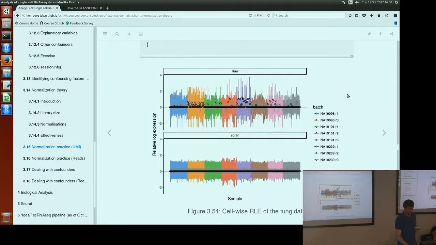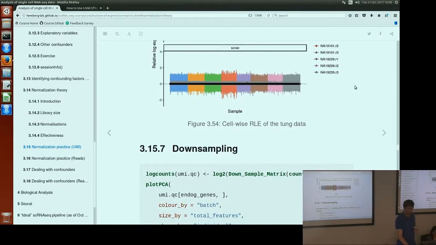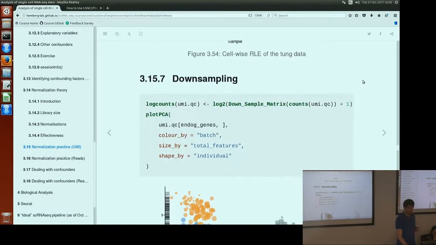In this relatively deep data, all of these approaches perform relatively similarly. My default preference is to use the scran method, but you could also justify or defend using other approaches, particularly in a case like this.